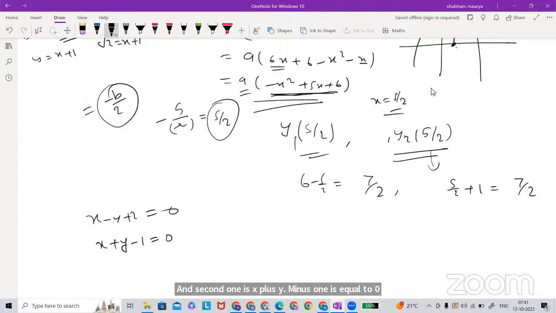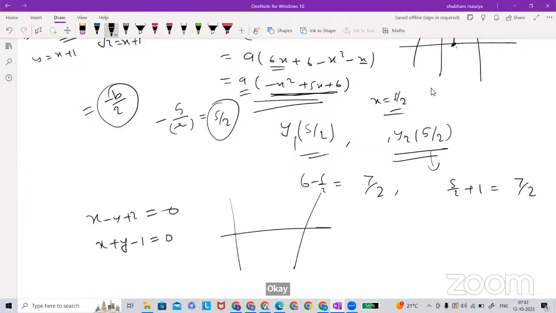Is internally bisected at the point (1, 1.5). So this problem is: a line L is such that its segment between the lines x minus y plus 2 and x plus y minus 1 is internally bisected at the point (1, 1.5). What is the equation of the line L?